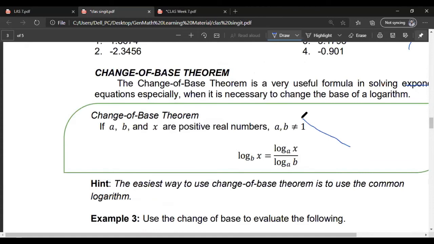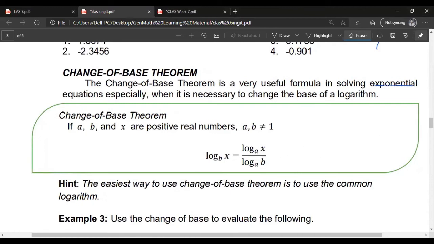So, anong nangyari, class? Tignan nyo. Kapag meron tayong logarithm tapos meron siyang base, pwede nating sabihin na yung logarithm ng x with another base divided by logarithm of the original base to the another base. Okay? Yung a po is pwedeng kahit anong number, maliban sa negative number, maliban sa 1. Pero class, bakit ko ituturo yung change of base?